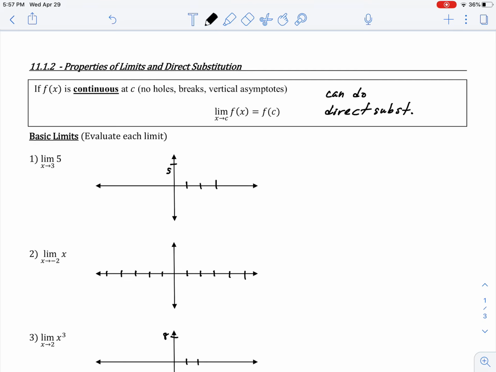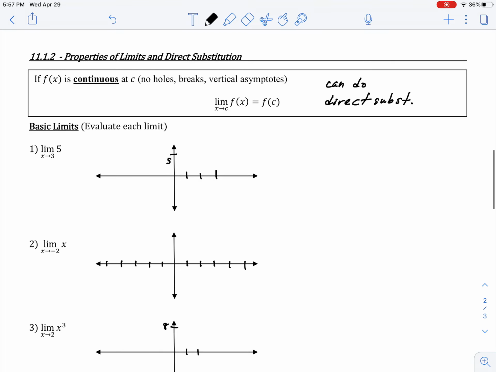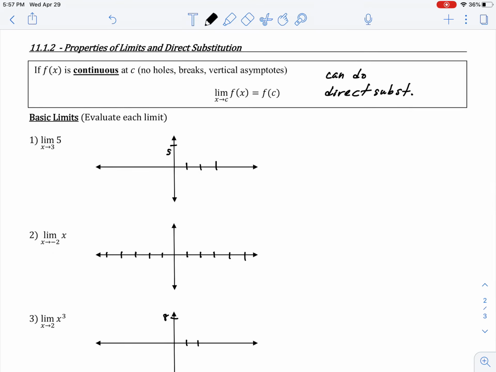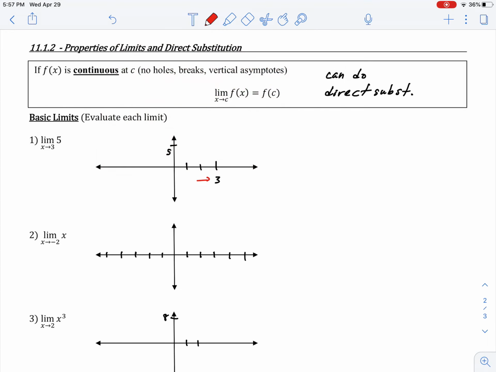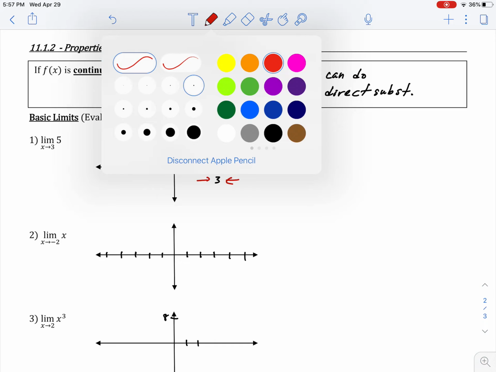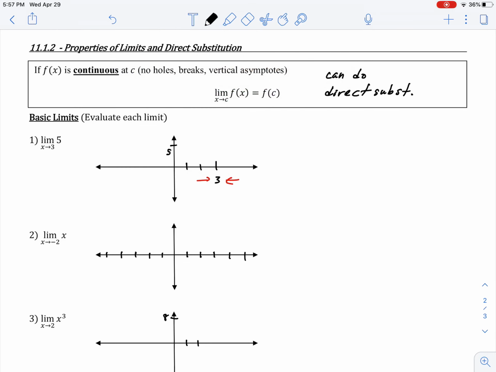So let's look at a couple of examples of this, some basic limits. Look at the function 5. Your function is equal to 5. What is the limit of this function as x approaches 3? So what we're saying is the following. We're saying as x gets closer and closer to 3, what is your function doing? Or what is your function approaching? Well, this is easy because your function is simply going to be equal to 5.